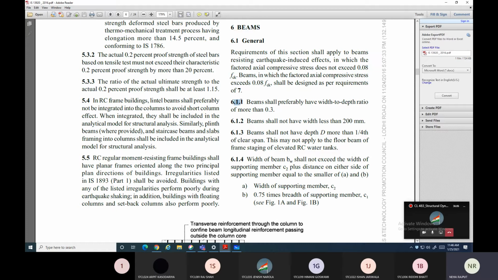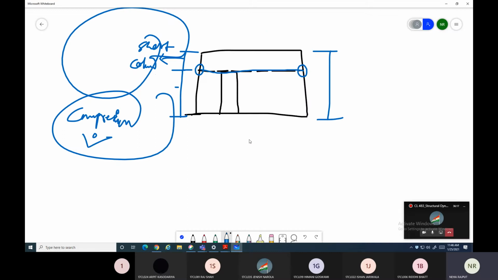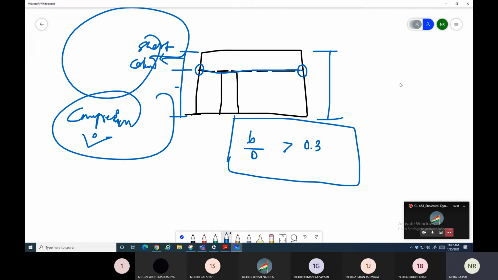The very first clause is 6.1.1. Beam shall preferably have width to depth ratio of more than 0.3. Width to depth ratio, B by D ratio, should be more than 0.3. So if you have designed your beam for IS 456 and you have B and D of that section, then you need to see whether this B and D provided have the ratio more than 0.3 or not, for the comparison with the 13920 code.